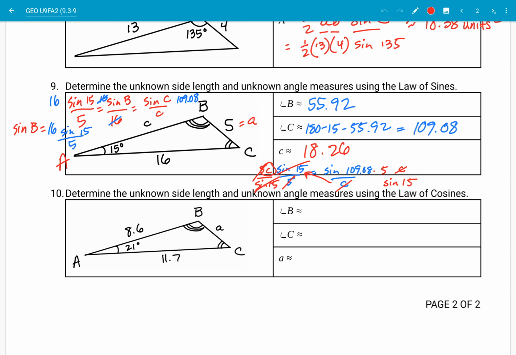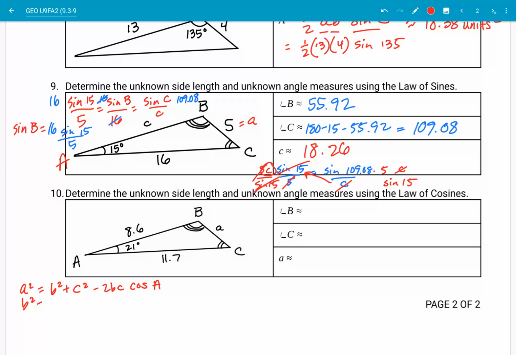For question 10, we need to determine the unknown side length and unknown angle measures using the law of cosines. So the first thing we're going to do is write down the law of cosines. I have a squared equals b squared plus c squared minus 2bc cosine a.